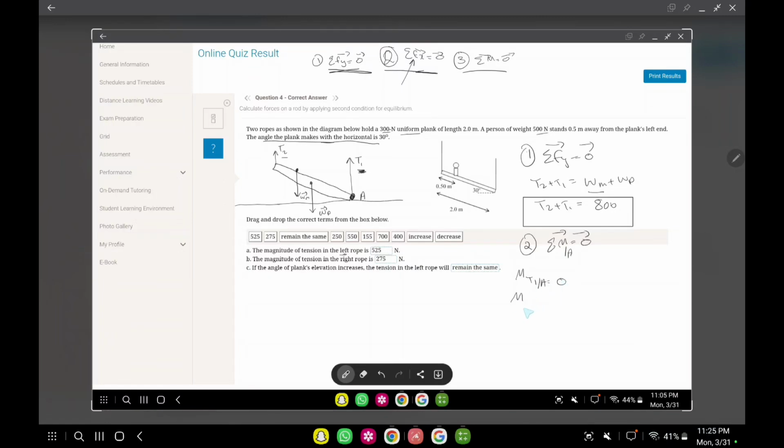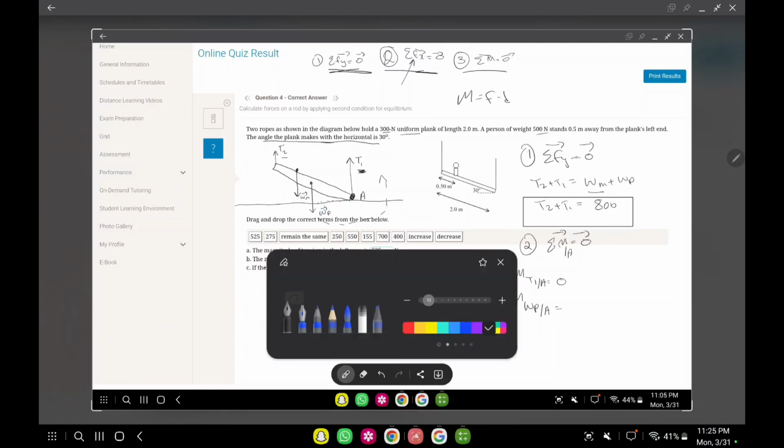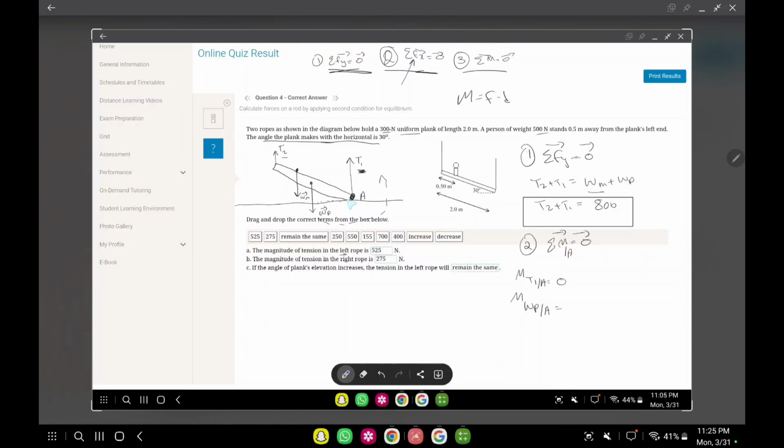The moment of the weight of the plank around A. It's going to go counterclockwise, so it's going to be positive. Remember that M is equal to F times d. Over here, it's going to be perpendicular. So do we need to resolve the force? No. So it's going to be WP, positive. WP, the weight of the plank, which is 300, times this perpendicular distance.